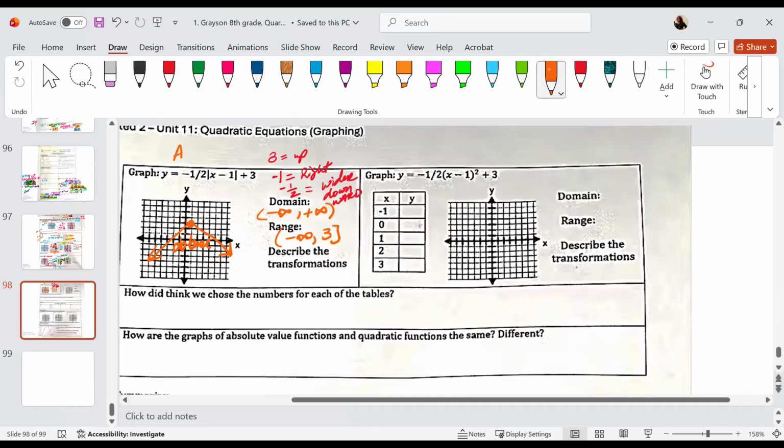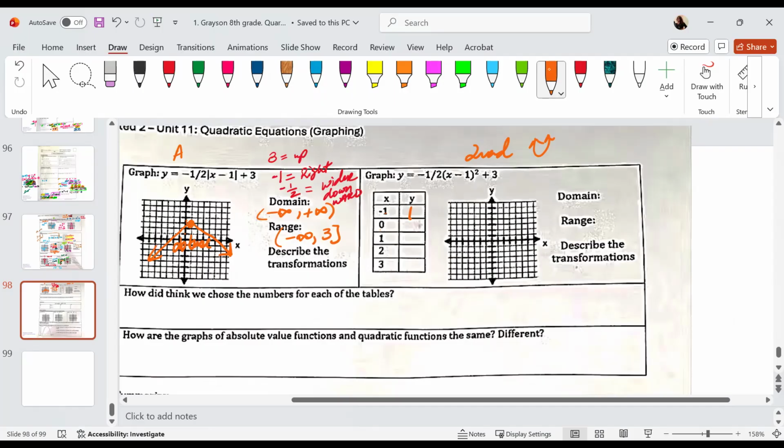Okay, this one's the same thing, except this is a quadratic, correct? Which means it's going to be a U shape. Same thing. If x equals -1, -1 minus 1 is -2, correct? -2 squared is 4, right? -half of 4 is a -2, right? -2 plus 3 is a 1. That's your first point.